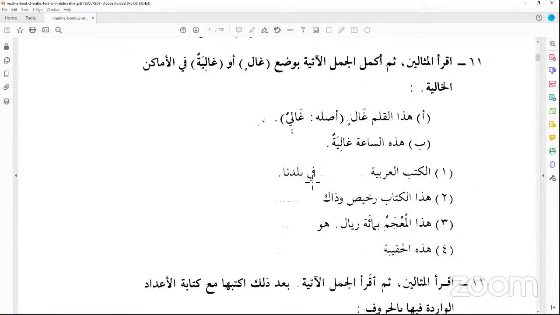Now, in the same way, here you have to fill in the blanks. These lines are very faded. Al-Kitab al-Arabiyyah, dash, there is a gap here. Fi baladina. Fi baladina, in our country. Al-Kitab al-Arabiyyah.